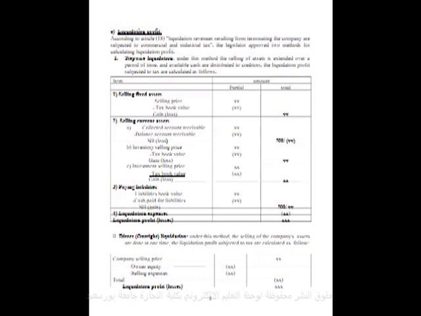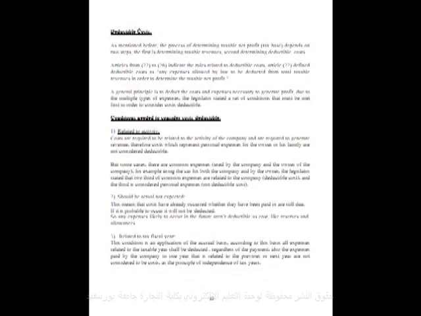The second method is what? Direct liquidation. Under this method, I have to calculate the company selling price, deduct the owner's equity, and deduct the selling expense. The result is either liquidation profit or loss.